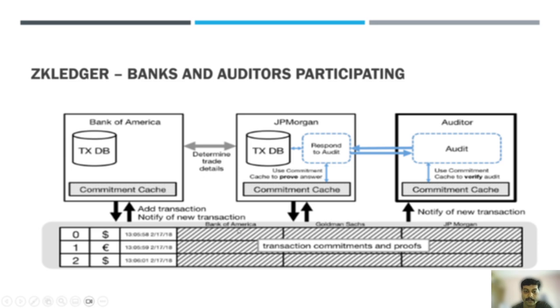That means the commitment to that particular cash which has been transferred from BOA to Goldman Sachs will be stored here. The commitment stored in the Bank of America is that the coin has been deducted and the balance was there at that time, and Goldman Sachs will get that amount, and that's the commitment stored here.